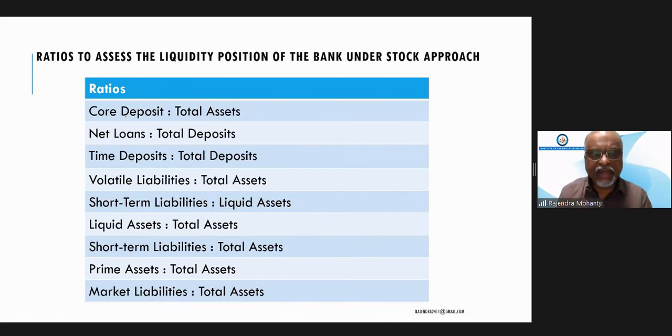Look at each ratio and let me know whether a higher ratio is good for the bank or a lower ratio is good for the bank as far as the liquidity position is concerned. So the first ratio is core deposits to total assets. Should this ratio be higher or lower for banks, when we are talking only about the liquidity position?